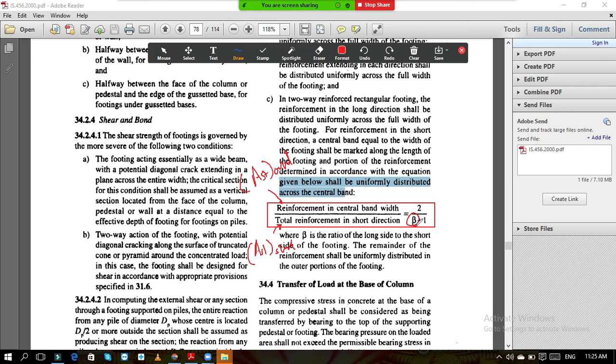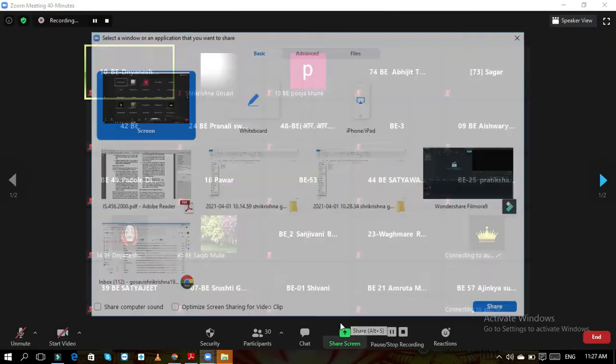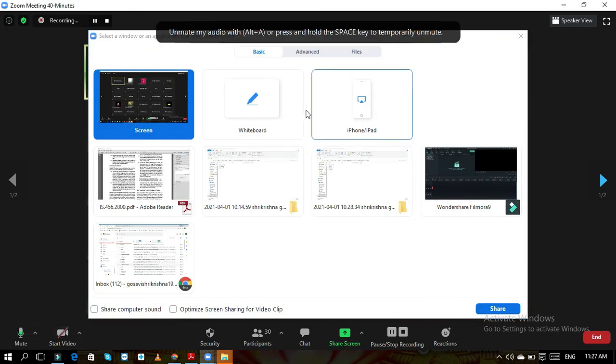Beta is the ratio of long side to the short side of the footing. So longer side is 4.05, short side is 3.8. So this is the value of beta. So this we will take now, 2 upon beta plus 1, this formula here. So now this formula we will apply.